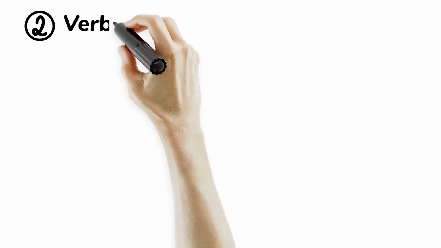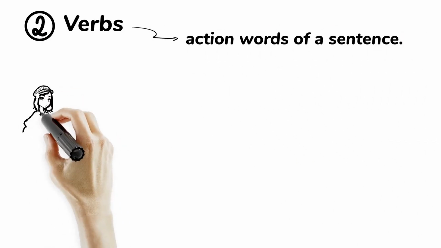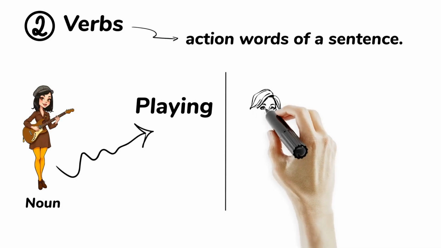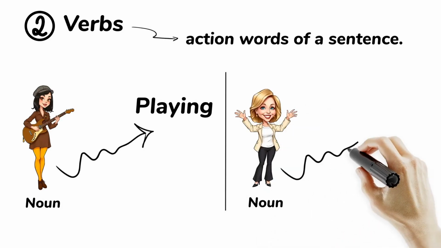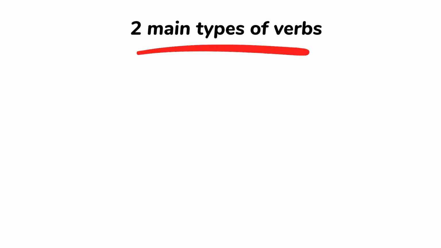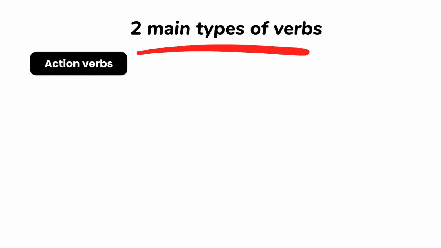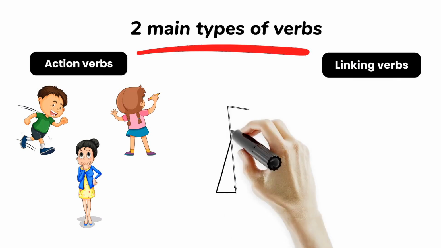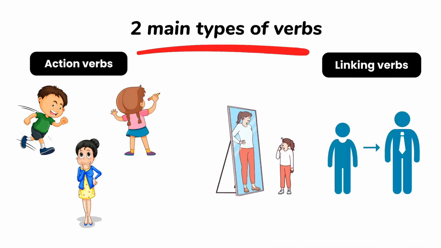Next, let's talk about verbs. Verbs are the action words of a sentence. They tell you what the noun is doing, but they can also show a state of being, what something is. These are the 2 main types of verbs. Action verbs, also called dynamic verbs, show physical or mental actions such as run, think, or write. Linking verbs, also called state of being verbs, describe a state or condition, like be, seem, or become.